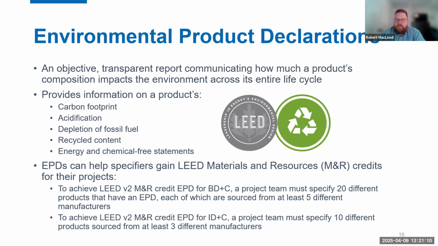One manufacturer of bottle fillers and water coolers offers EPDs produced in accordance with international standards and verified by an independent third party to ensure data is communicated credibly. This helps specifiers gain LEED materials and resources credits on their projects. To achieve the LEED version 4 materials and resources credit, for a BD+C project the team must specify 20 different products with an EPD, sourced from at least 5 different manufacturers. For an ID+C project, you must specify 10 different products sourced from at least 3 different manufacturers.